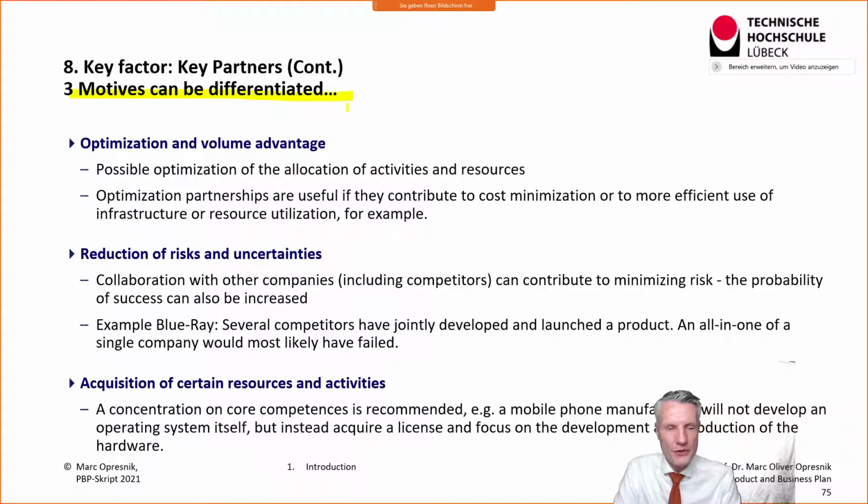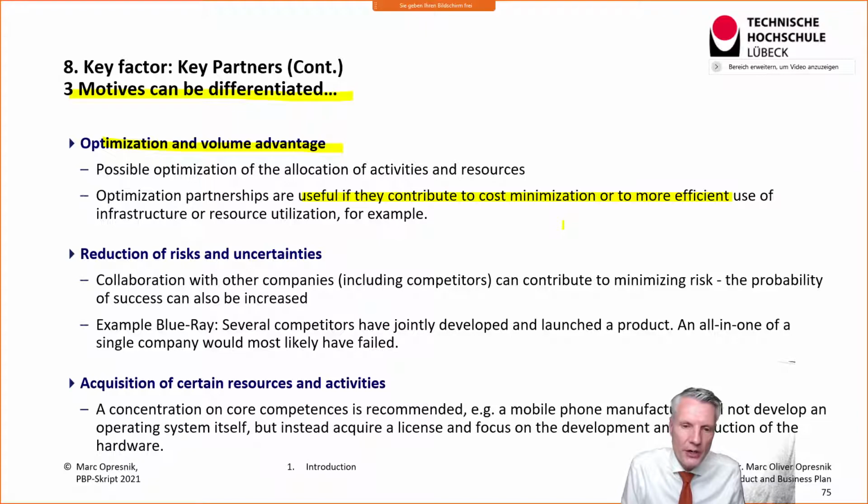Now, three motives can be differentiated when it comes to key partners. Optimization and volume advantage. So that is the possible optimization of the allocation of activities and resources. And optimization partnerships are very, very helpful if they contribute to cost minimization. That is a very, very important thing. It is a trigger for partnerships.